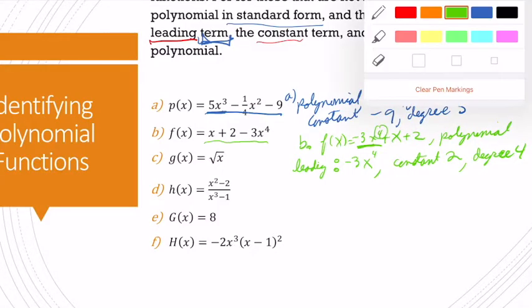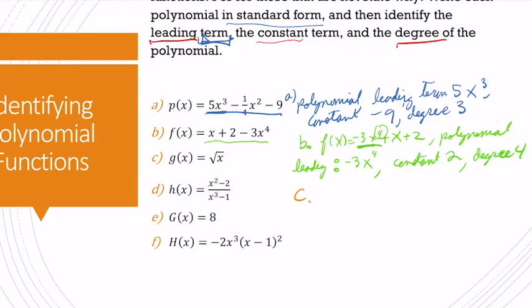Moving on to C. I have g of x equals the square root of x. So remember that this also means x to the 1/2. Because my exponent is not a whole number, this is not a polynomial function.